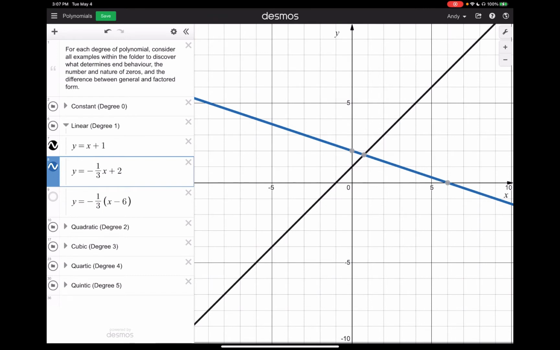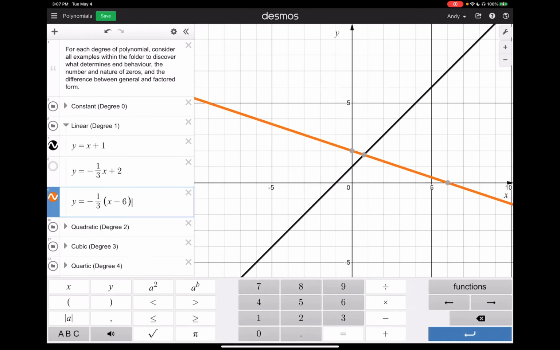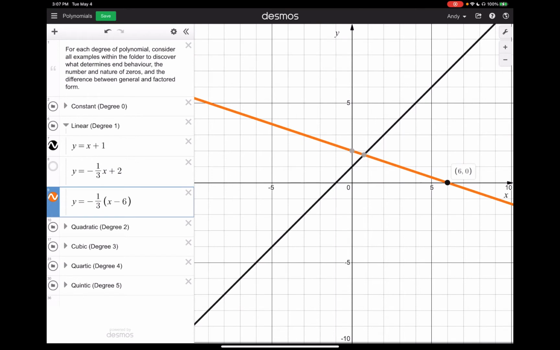Now you might be wondering about this third example here, and so it's not showing up right now because it's actually right in the same spot as the blue graph. So I'm just going to hide the blue graph, and now you can see the orange one. So the blue and the orange are actually the same graph. The difference is that the equation is in this form where we can see x minus 6 is a factor. And the relevance of the x minus 6 is that 6 is a 0. It is the 0 of this function.